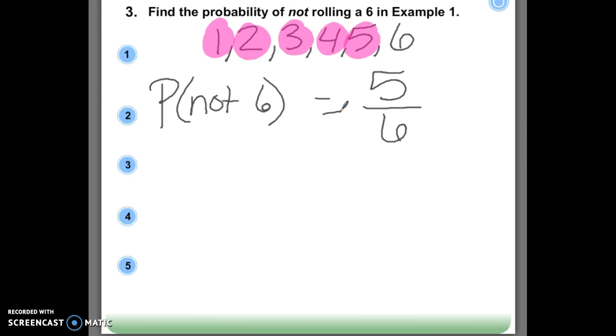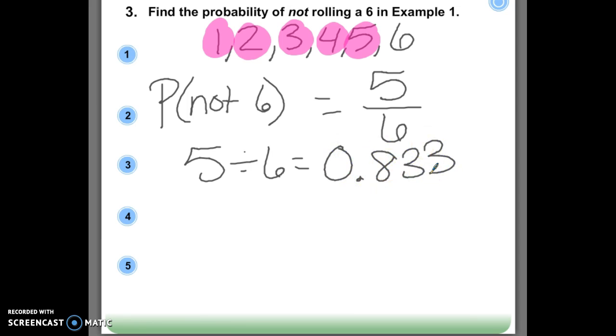I again can type into my calculator 5 divided by 6, and I get the decimal 0.833. I'm going to round to the nearest hundredth. So this is the hundredths place. My 3 tells my other 3 to stay the same, so it'd be 0.83. And then as a percent, it would be 83%.